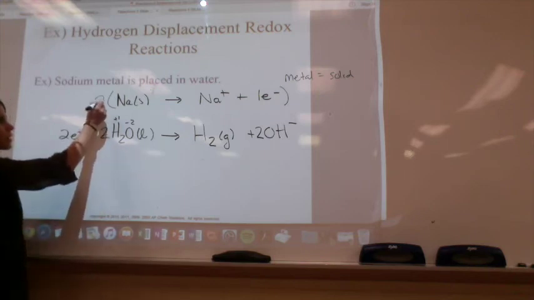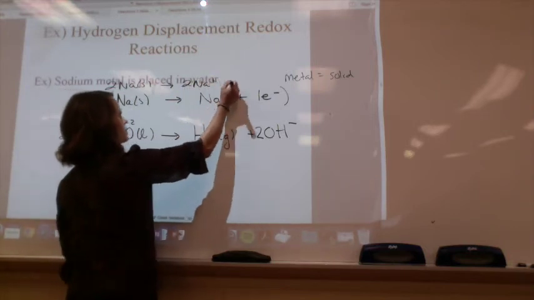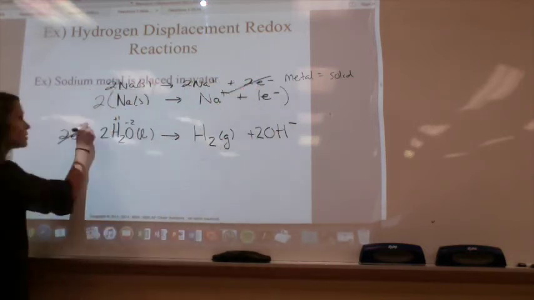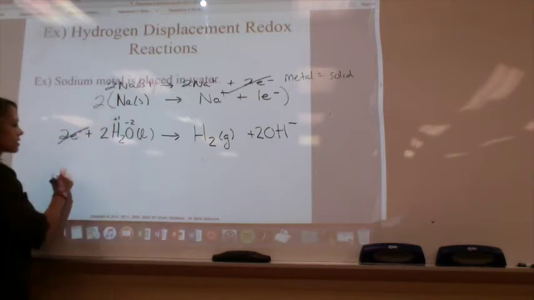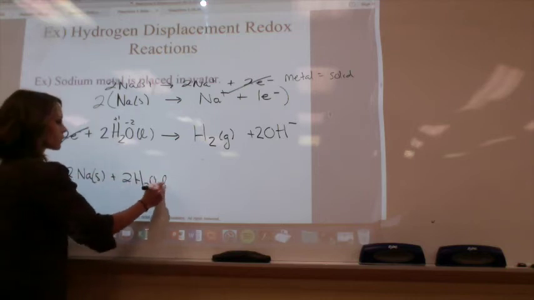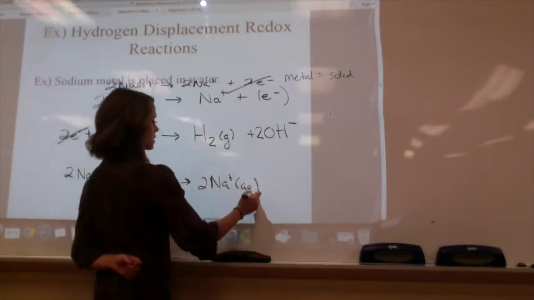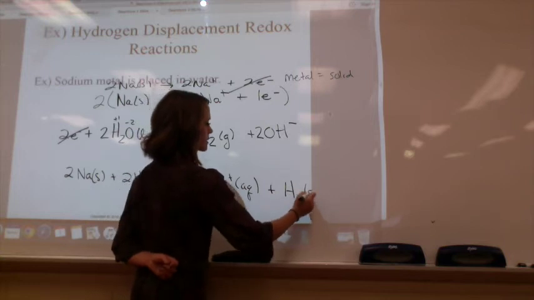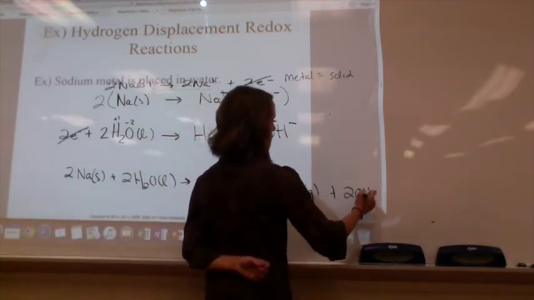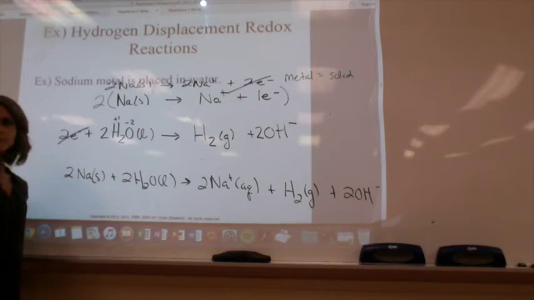Okay? So now I'm going to have 2 Na solid going to 2 Na plus 2 electrons. My electrons will cancel, and then I'll combine what I have. So I have 2 Na solid plus 2 H2O liquid yields 2 Na plus aqueous plus H2 gas plus 2 OH minus. So you check for the atoms and you check for charge, that you've done it correctly. I'll let you guys write that out and then I'll ask you my question.